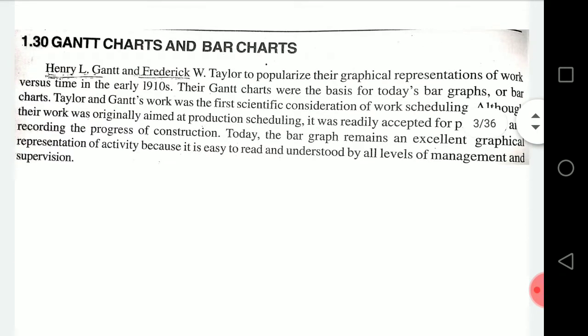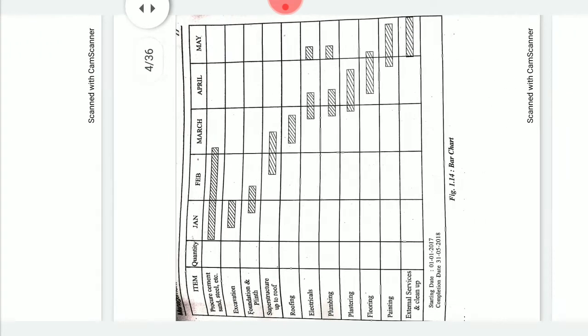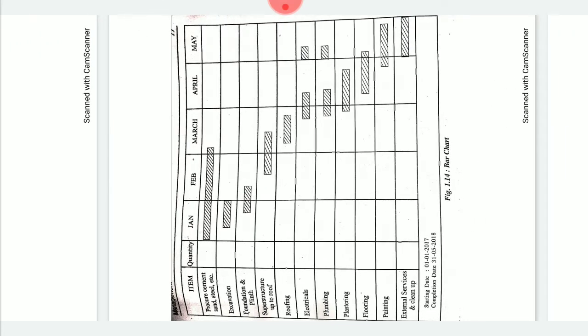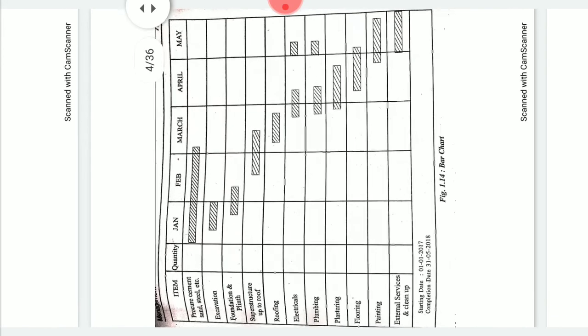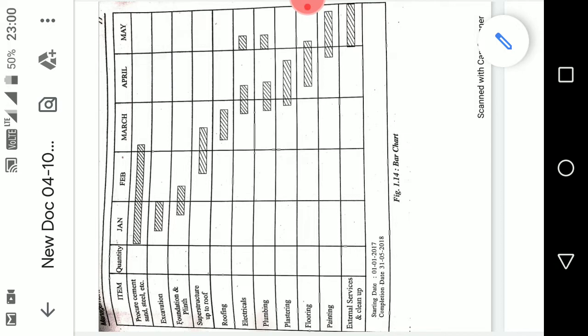So this is about Gantt chart. Next, the figure shows a bar chart. A bar chart consists of two ordinate axes as you are seeing in the figure. One representing the jobs or activities to be performed and the other representing the time elapsed.